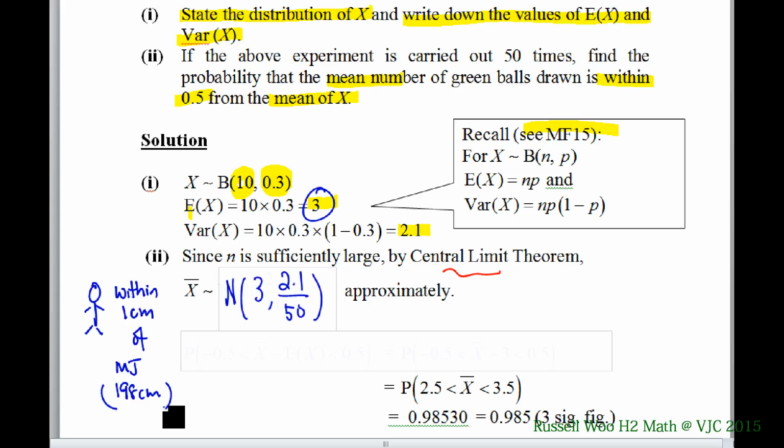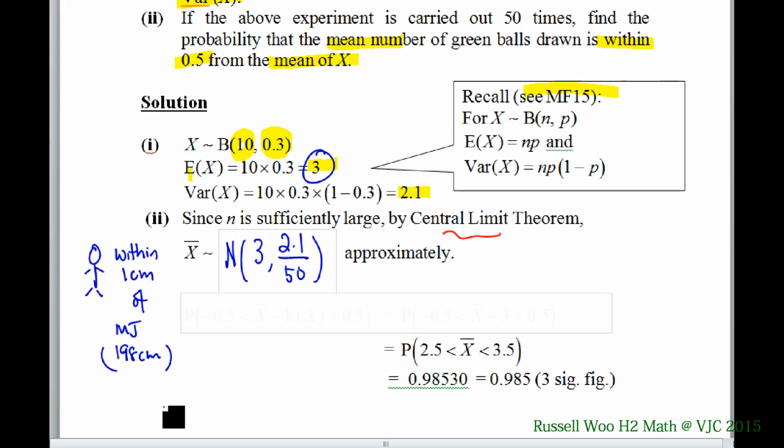So what we need to say is now we want the probability. Now you want X bar. You must have a two-sided inequality. Remember, my height within 1 cm is 197 to 199. That means I can be shorter than Michael Jordan, but only 1 cm. I can be taller.